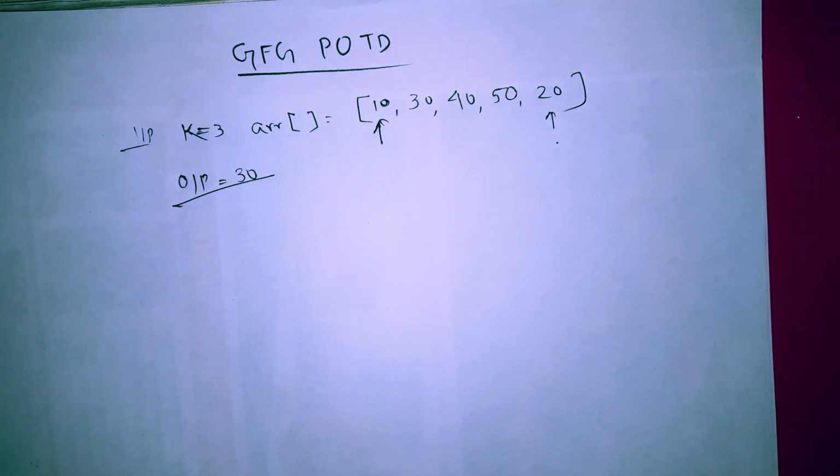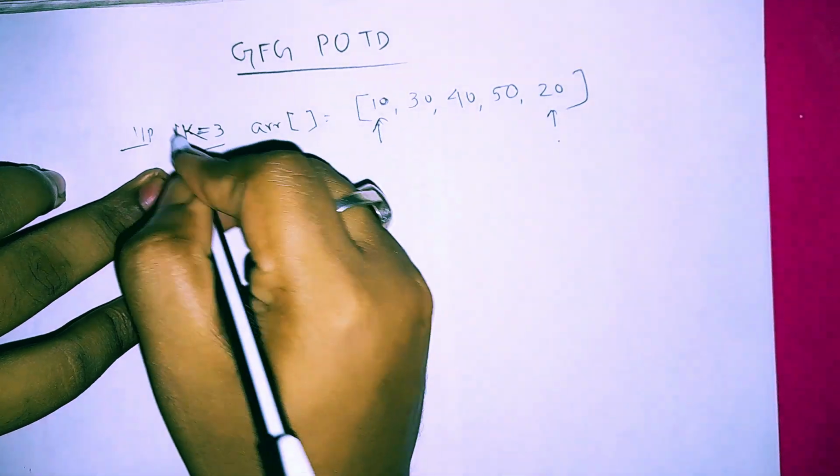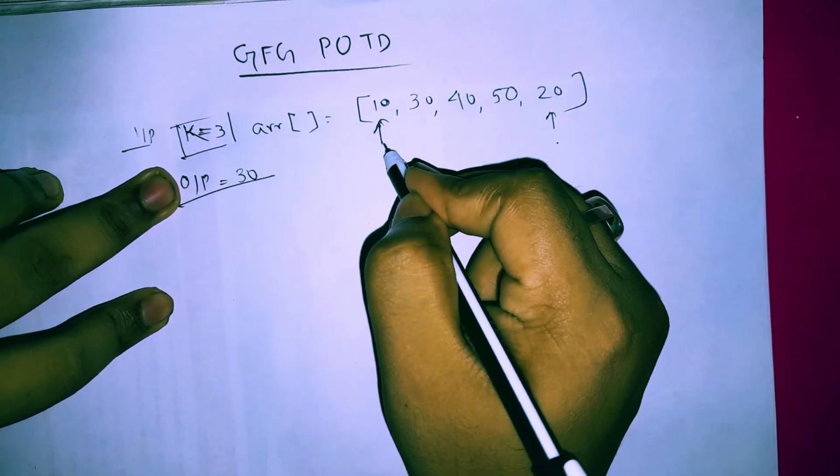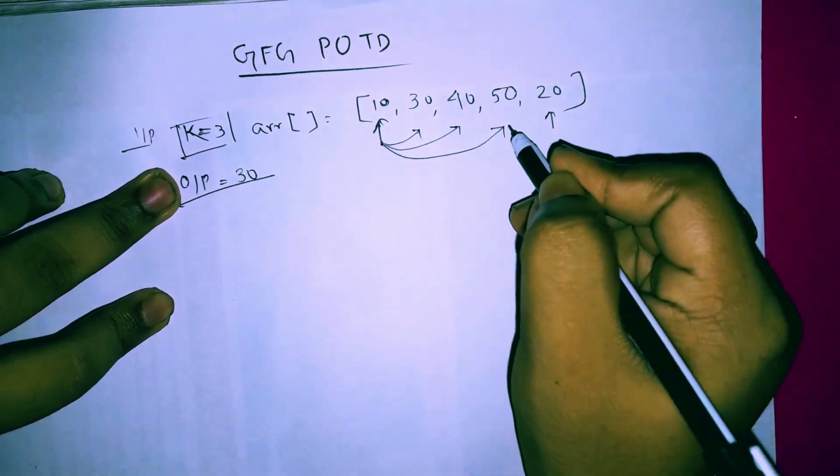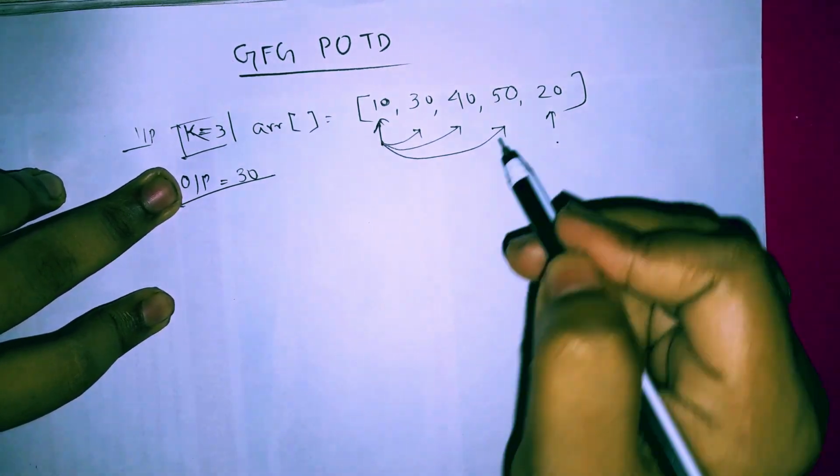So what things can you do? K is given as 3, you can jump one step and you are here, you can jump 2 steps, you are here, you can jump 3 steps, you are here, and maximum you can jump 3 steps. Okay, hope it is clear.